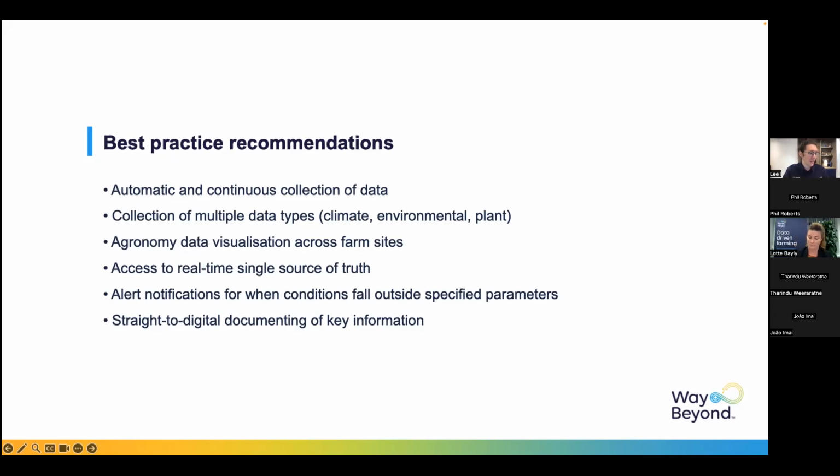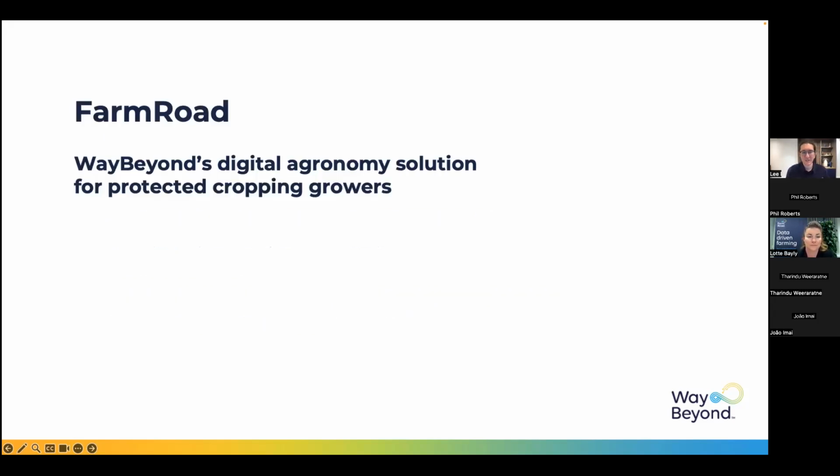And alert notifications. Alert notifications when conditions fall outside of specified parameters. This is good for understanding disease risk and taking quick action for disease, but it's also good for other things like frost, for example, and we want to protect our plants from things like frost or things like high temperatures. We want to keep the health of the plant. We can do that with alerts and not have to continuously monitor or go out to the greenhouse and make decisions there and then. I think that is all of our best practice recommendations.